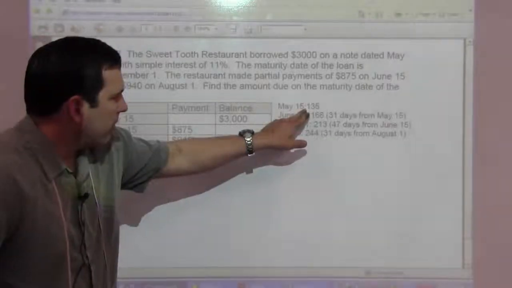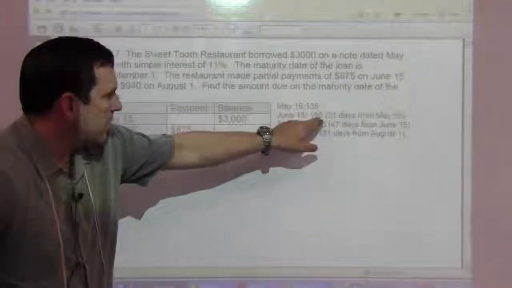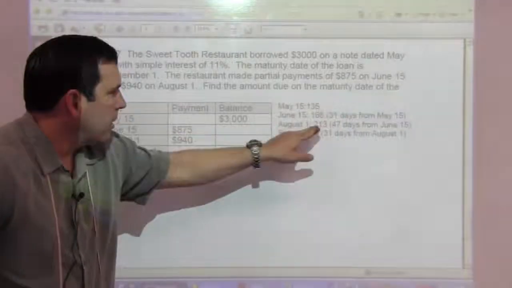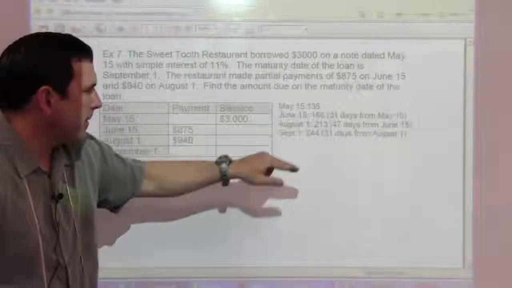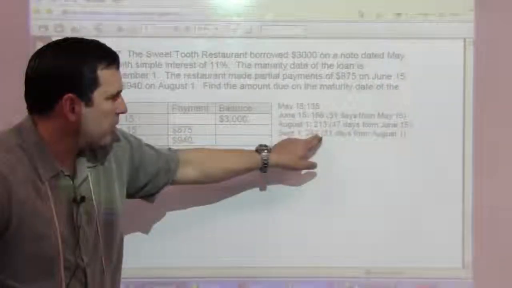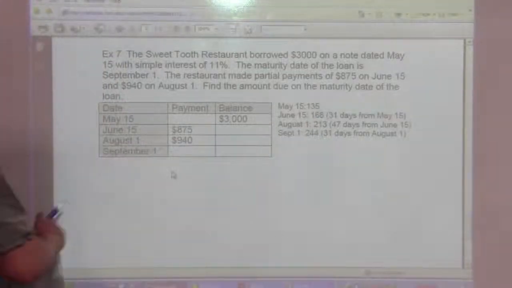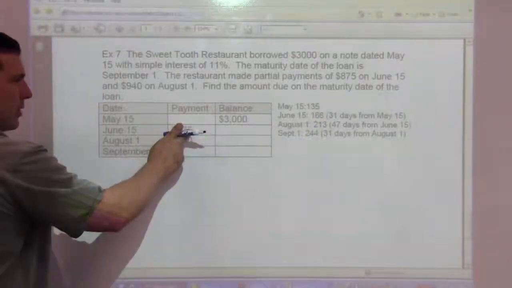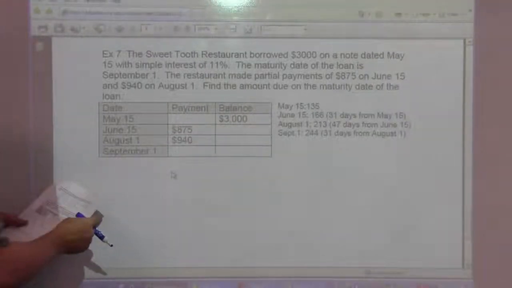I looked it up here. May 15th is day 135. June 15th is day 166. That's 31 days. August 1st is day 213. That's 47 days from the previous payment. And September 1st is day 244, 31 days from the previous payment. So the first thing we want to do, the payment is $875. What's the interest part we'll take off first, then subtract the rest from the balance.